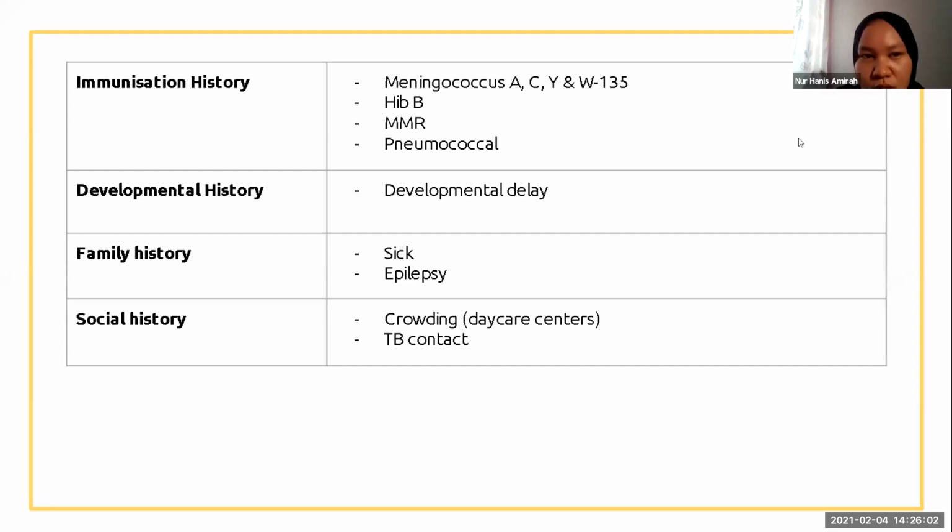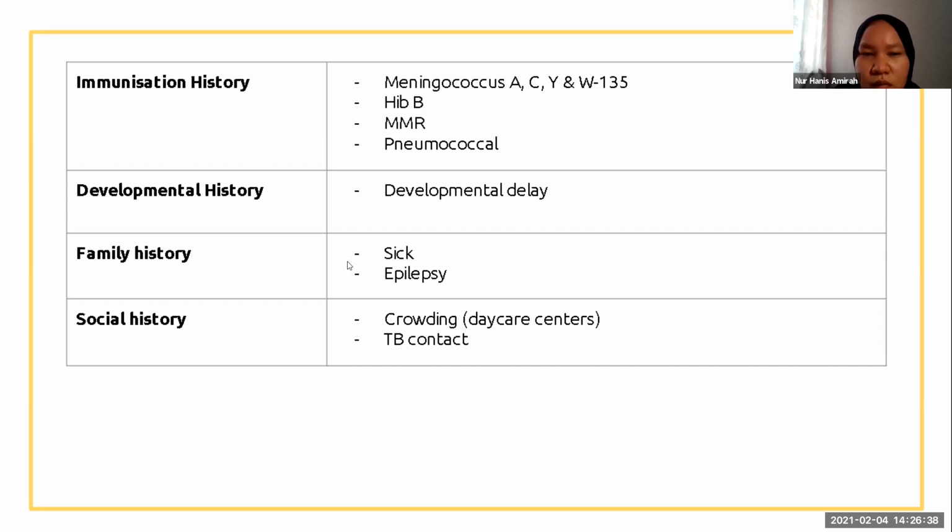For immunization history, it asks if it's up to date or not, especially for the meningococcus, that is Neisseria meningitidis, Haemophilus influenzae, MMR, and also pneumococcal. For the developmental history, there might be developmental delay due to the complication of the meningitis, but usually this presents as a late complication, so you might find it during the follow-up usually.